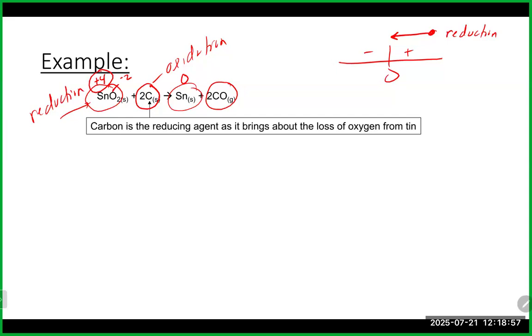Oxygen will not always be -2, but most of the time it is. We're going to talk about it in just a second, I think. But the answer is peroxide. What is peroxide? Any questions on that?